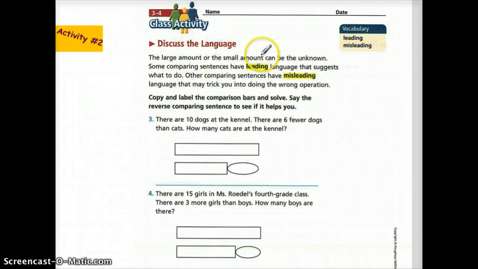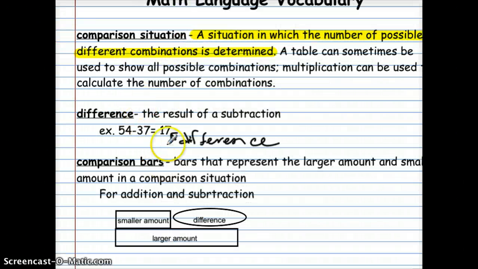The large amount or the small amount can be unknown. Some comparing sentences have leading language that suggests what to do. Other comparing sentences have misleading language that may trick you into doing the wrong operation. Copy and label the comparison bars and solve. Say the reverse comparing sentence to see if it helps you. Okay, so I'm going to go back here.